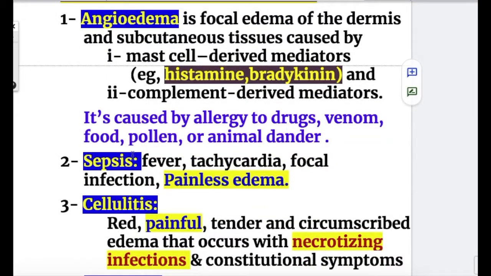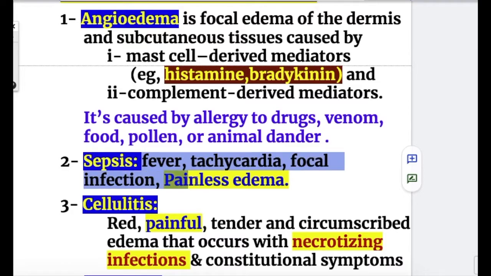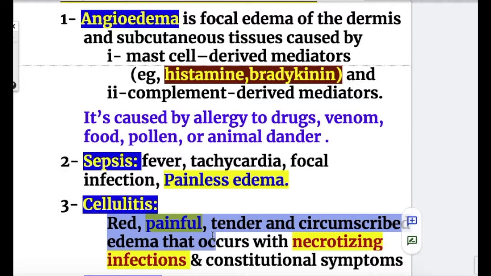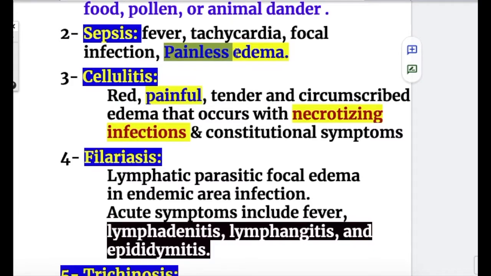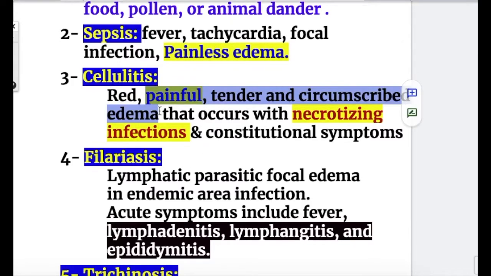Now sepsis. The edema that occurs in sepsis comes with fever, tachycardia, and focal infection, and it's a painless edema. Whereas the edema of cellulitis is red, painful, tender, and circumscribed edema that occurs with necrotizing infection and constitutional symptoms. So the edema of sepsis is painless with fever and tachycardia, whereas the edema of cellulitis is painful with circumscribed edema that occurs in necrotizing infections.